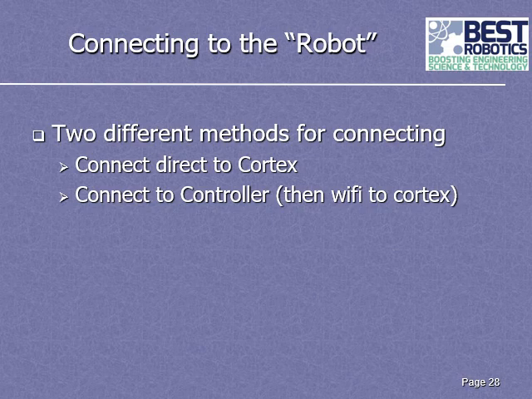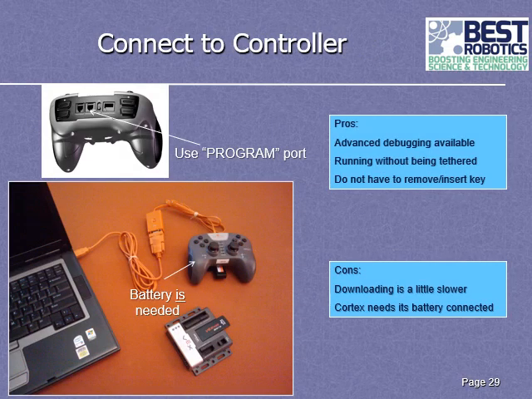Now that we've finished the software for our robot, we need to download it to the Cortex. There are two ways you can do this. You can connect directly to the Cortex, or you can connect to your joystick controller, which then connects to the Cortex through Wi-Fi. We'll discuss these in a second. The first method I'm going to talk about is connecting to your controller. This is the method that I prefer, but you are free to use this one or the following one.